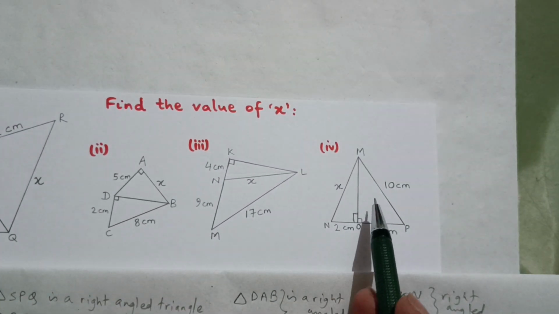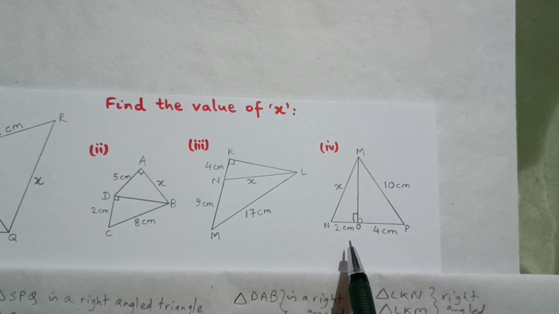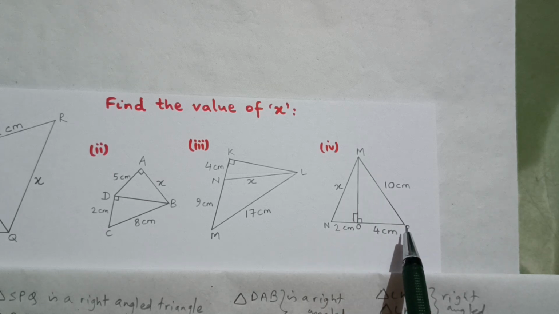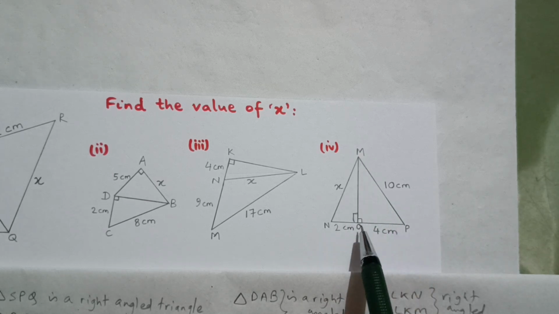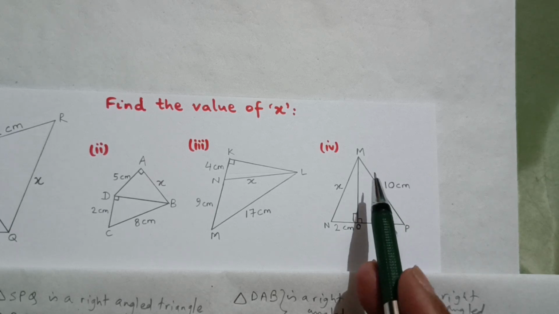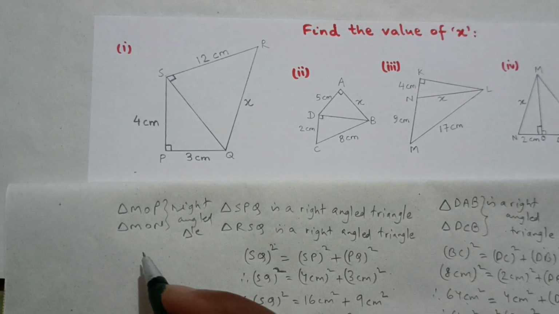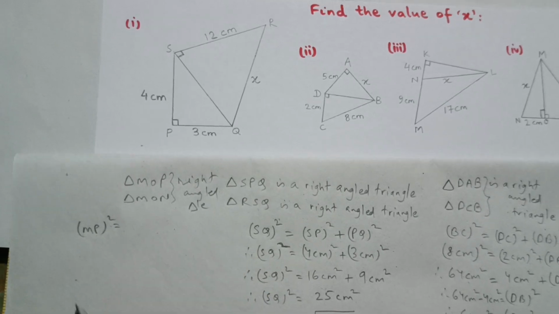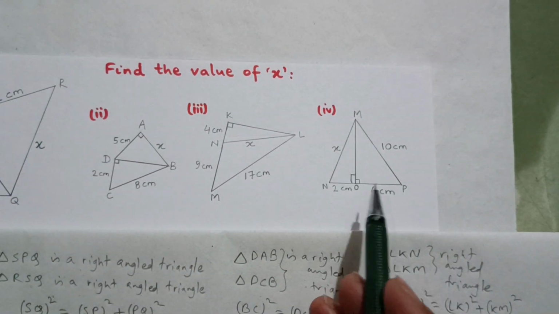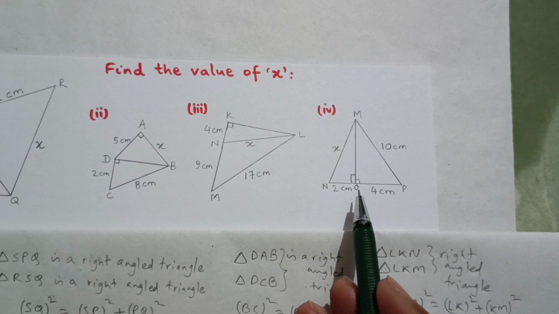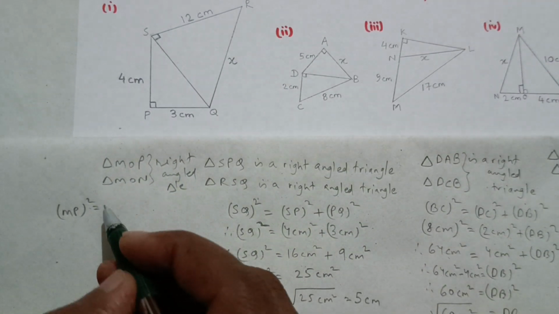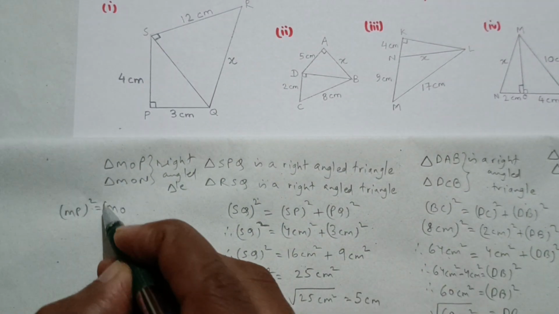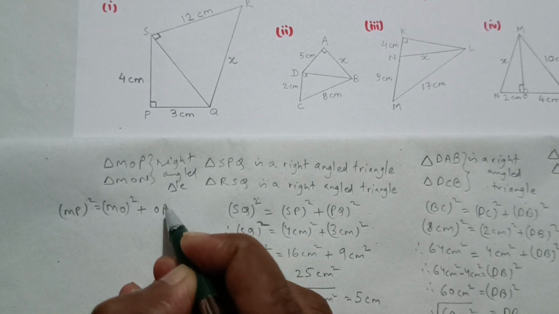Okay, let's do this question first. So first let us take this triangle, triangle MOP. Let's apply Pythagoras theorem to this right angle triangle. The hypotenuse is MP, so MP whole square is equal to MO whole square plus OP whole square.